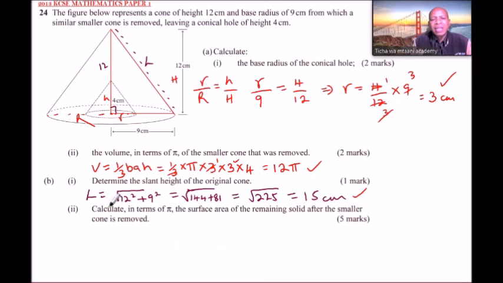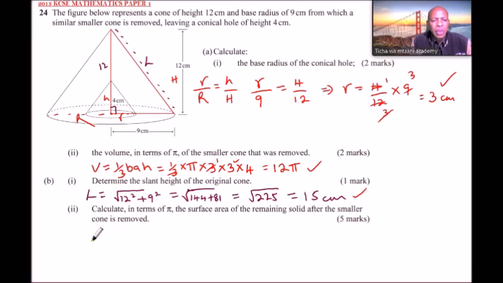You can be able to work it offhand. That is the square root of 12 squared plus 9 squared. So that's why you are being awarded 1 mark. But I've just used that long method to show you how we are arriving at the slanting side, in case you get confused.